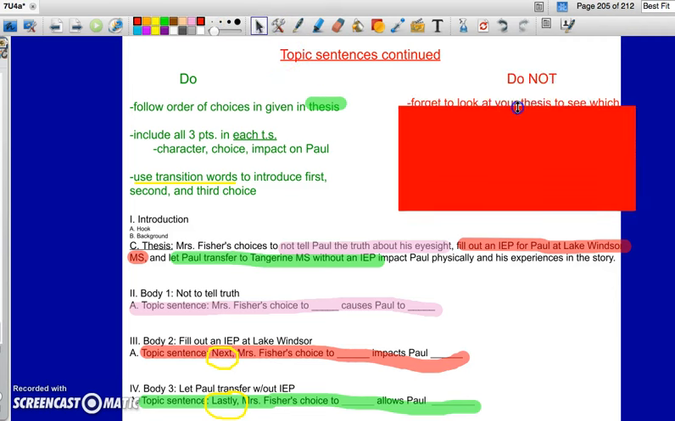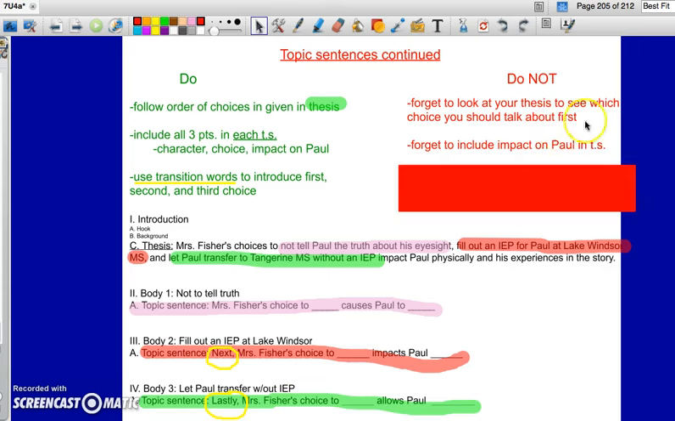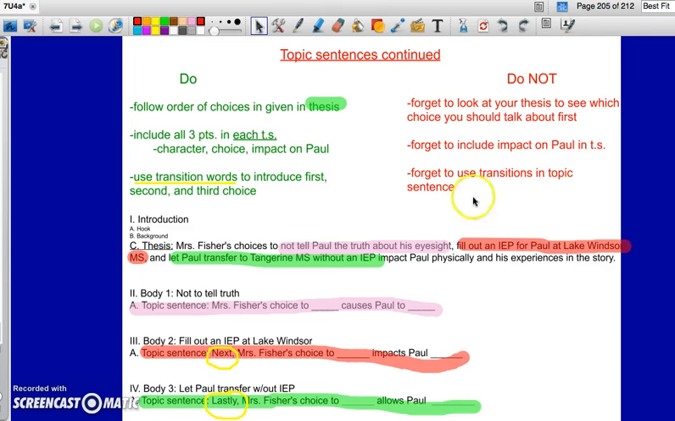Do nots when talking about topic sentences. Again, don't forget to look at your thesis to see which choice you should talk about first. Don't forget to include the impact on Paul in your topic sentence. This is what I noticed in a lot of the practice that we were doing. And lastly, don't forget to use transitions in your topic sentence.